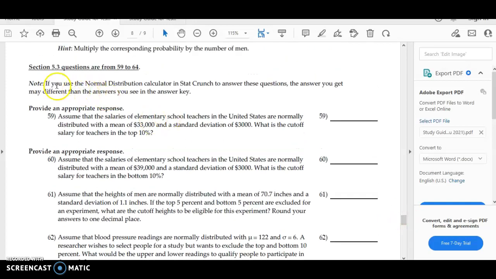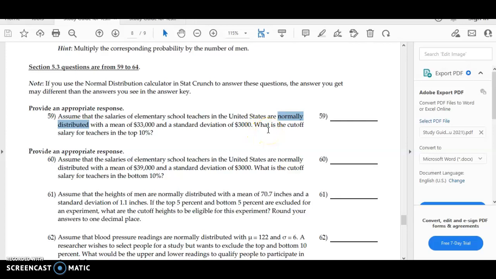This little note here is worth mentioning. It says if you use the normal distribution calculator StatCrunch to answer these questions, the answer you get may be different than the answers in the answer key. Just keep that in mind. So let's look at number 59. It says, assume that the salaries of elementary school teachers in the United States are normally distributed. That tells you you're going to use a normal distribution calculator in StatCrunch to answer the question, with a mean of 33,000 and a standard deviation of 3,000.